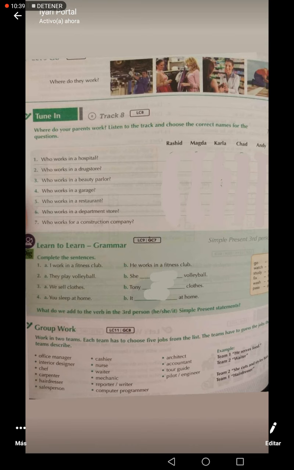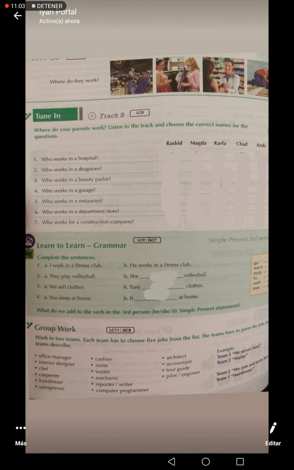For example, it says, who works in a hospital? ¿Quién trabaja en un hospital? So you have to decide Rashid, Magda, Carla, Chad, or Andy. Then you have to move to the next activity, which is learn to learn the grammar. Yeah, and this one you're gonna put into practice the simple present special rules for third person singular.